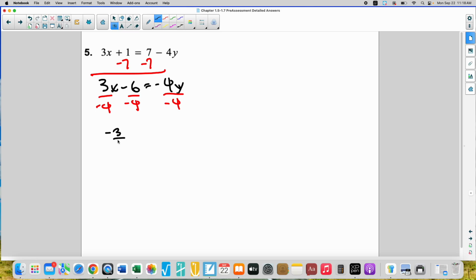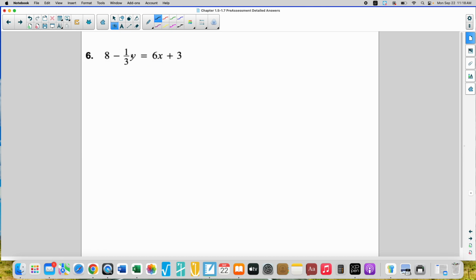Gives me negative 3/4 x. This is going to be positive, and I'm going to reduce it. That's 3/2 equals y. You've got to simplify those fractions. You can't leave it as 6 and 4. Definitely not negative.